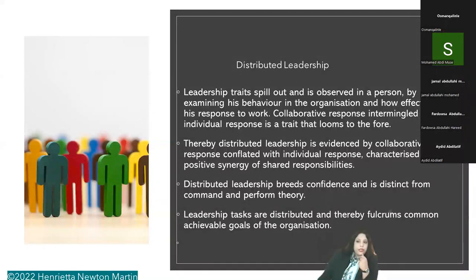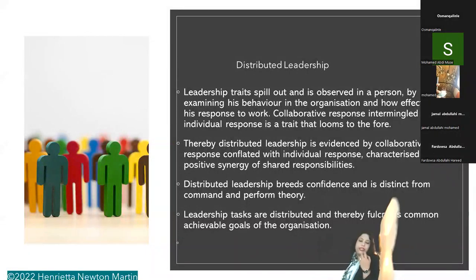So the next part is of distributed leadership. And what is distributed leadership? Now, leadership traits spill out and are observed in a person by examining his behavior in the organization and how effective is his response to work.